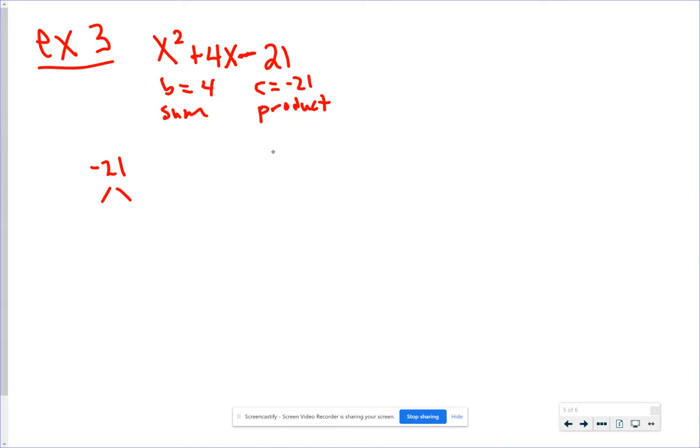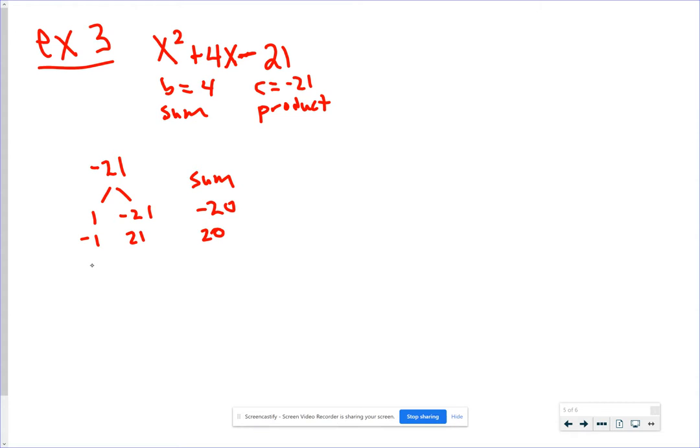So, product of negative 21. I could do 1 and negative 21. That sum would be negative 21. Oops, not negative 21, negative 20. Right? 1 plus negative 21 is negative 20. That's not going to work. Notice what happens if I just switch the signs. My sum is now positive 20. Interesting. It just switched.